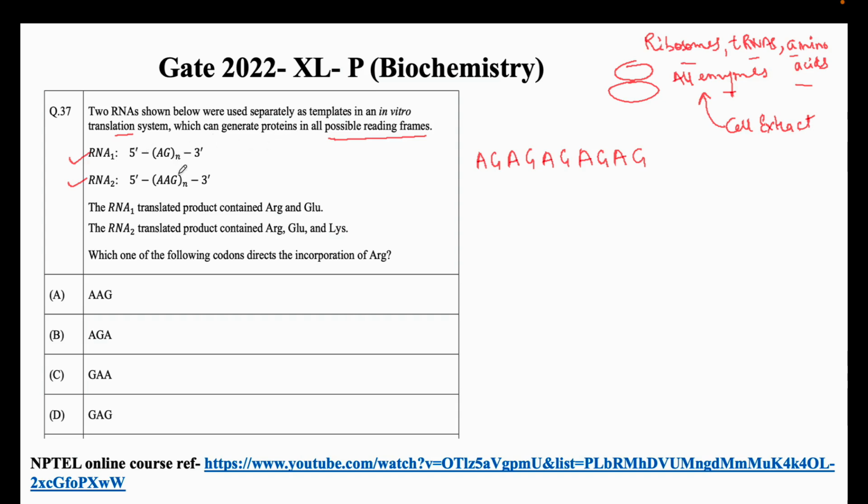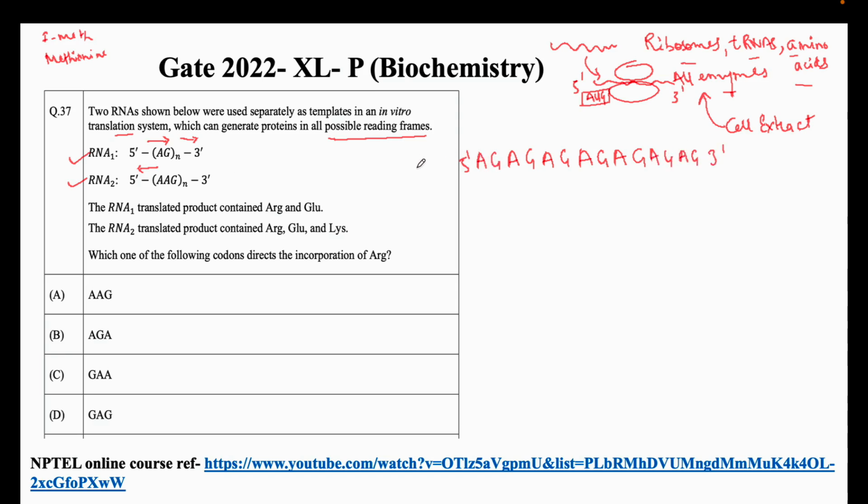They have given us this direction, and the direction is also important. Always remember that the RNA template is read in the 5' to 3' direction. The AUG sequence will be at the 5' end. Here the first RNA sequence is also given in 5' to 3' direction, and the sequence is AG n times.